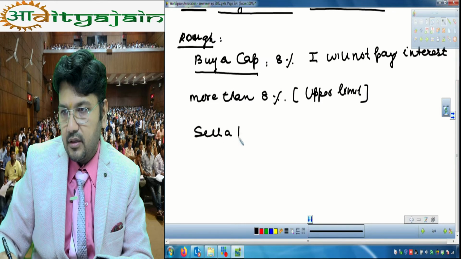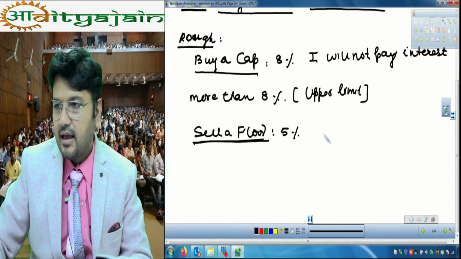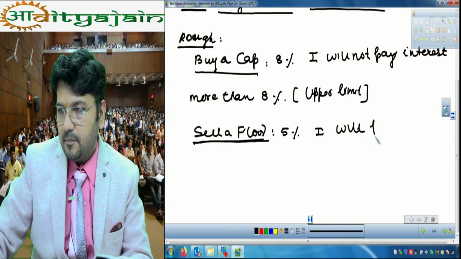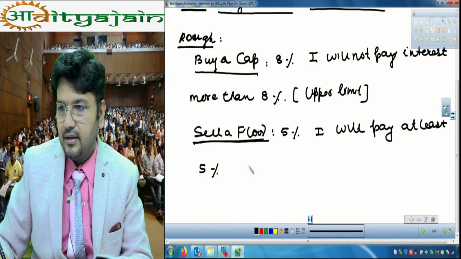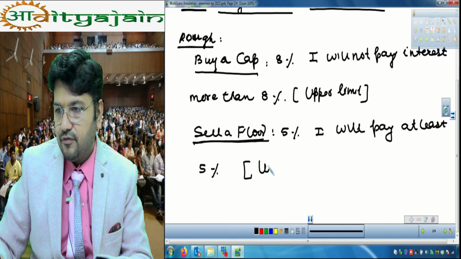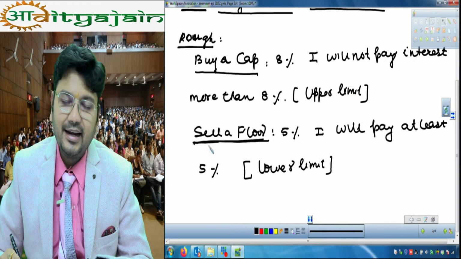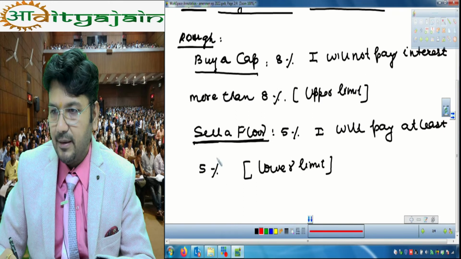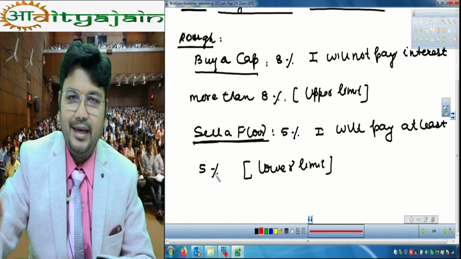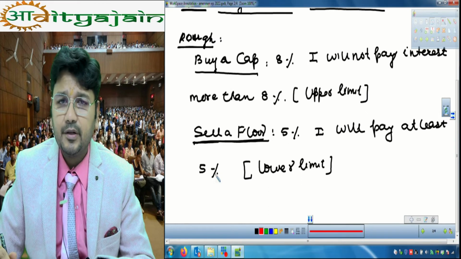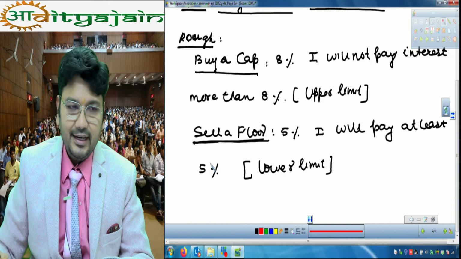Sell a floor means I will pay at least 5%. This is known as the lower limit. Sell means obligation. Seller has an obligation. I will pay at least 5%, irrespective of the rate of interest. I am committed to pay at least 5%, but I will not pay more than 8%. So I have set a range. The range is 8% at upper end and 5% at lower end. Fine, let's start solving the question.